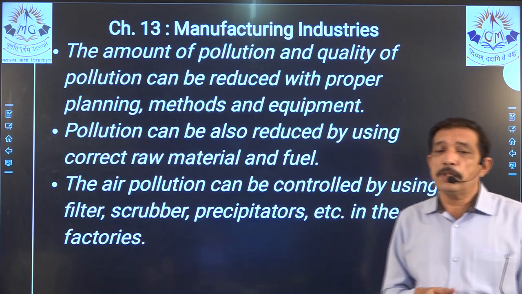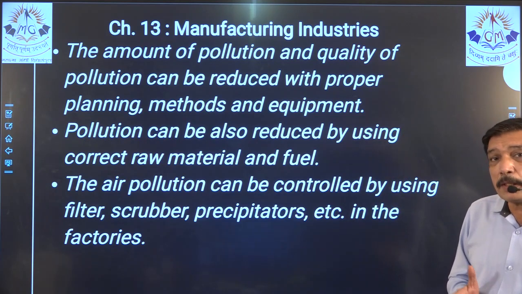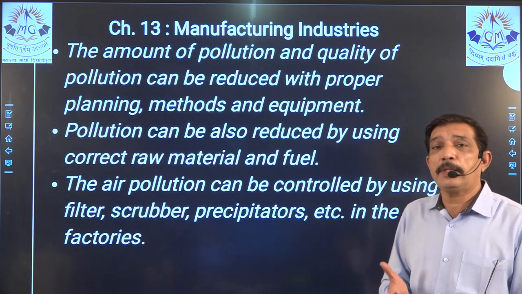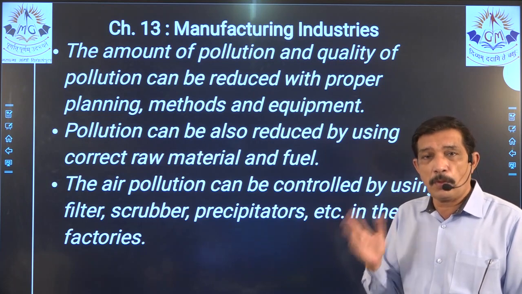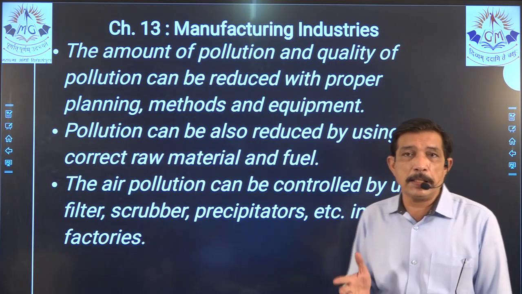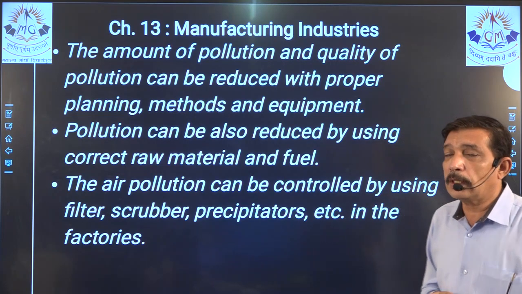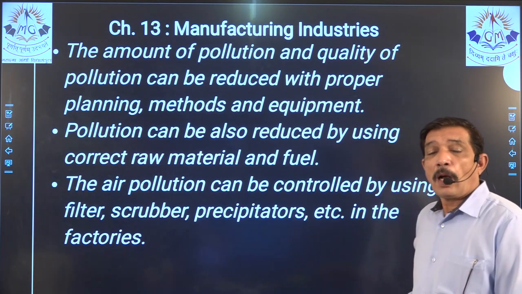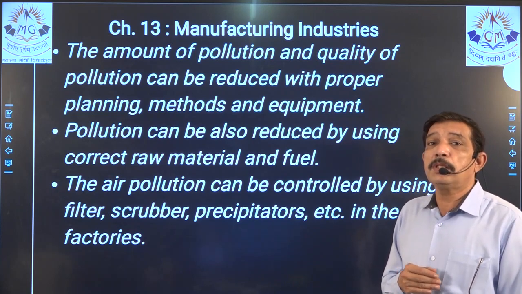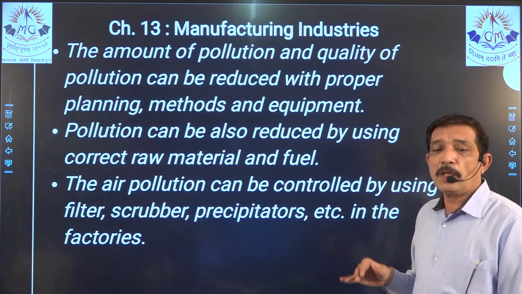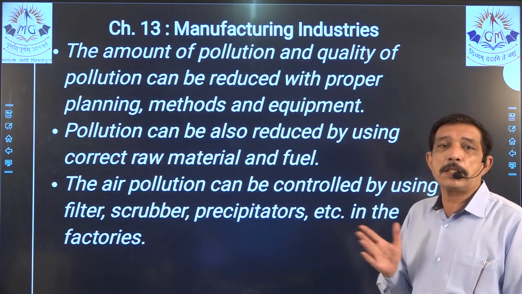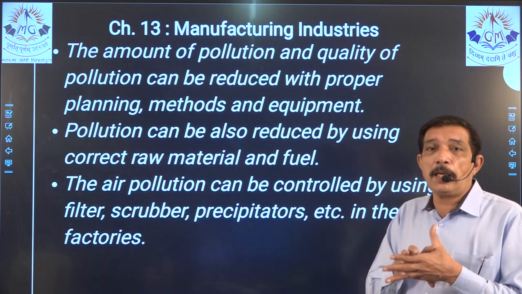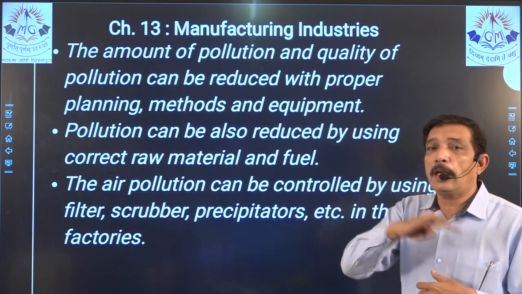Pollution can be reduced by using correct raw material and fuel also. That increases the efficiency of production, and we have an added advantage that they decrease the degradation of the atmosphere. Air pollution can be controlled by using, this is important, this is an MCQ also: how can air pollution be decreased? By using filters, scrubbers, precipitators, etc. in the factories that will absorb the pollutants and not allow them to be released into air, water, whatever.